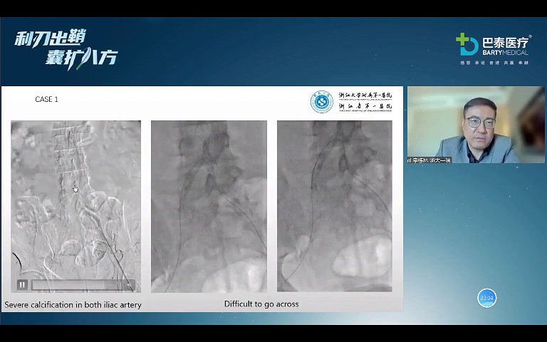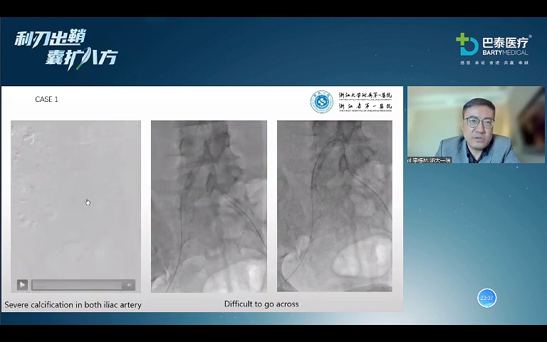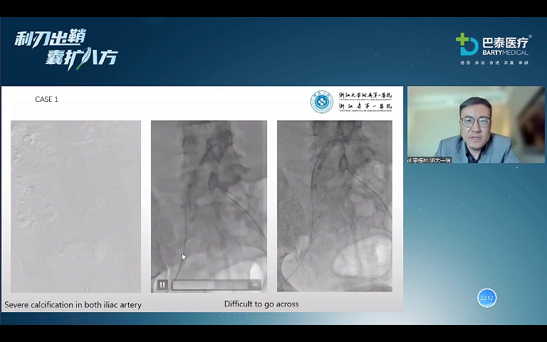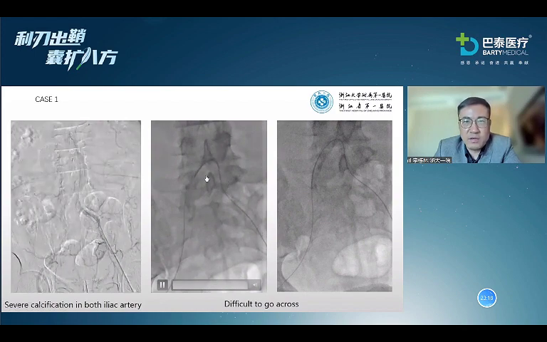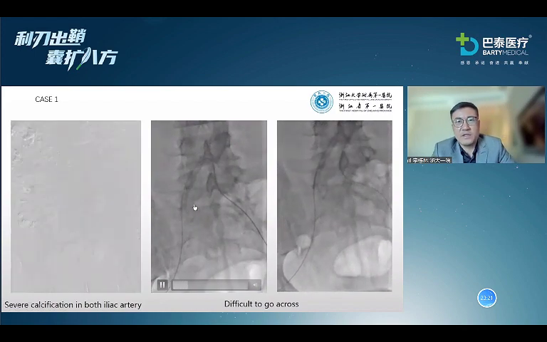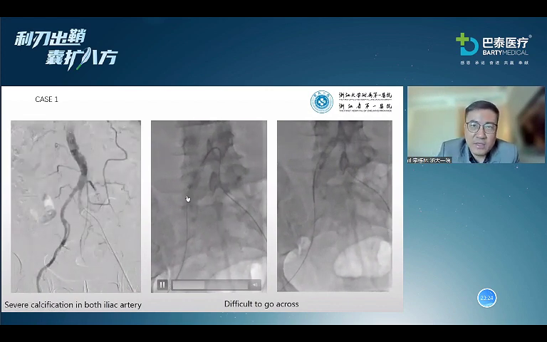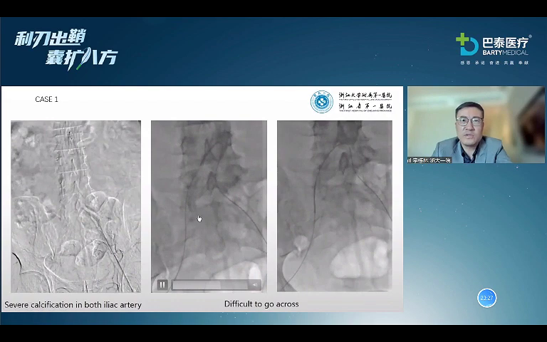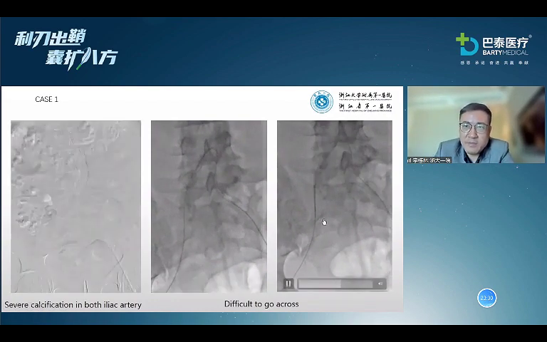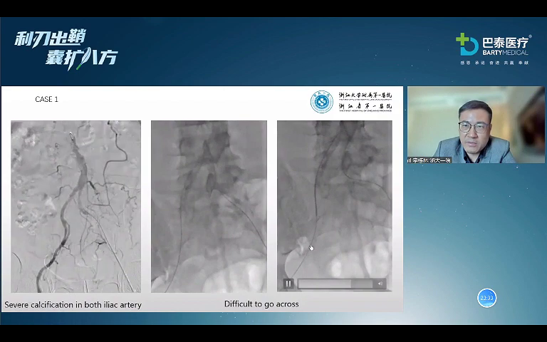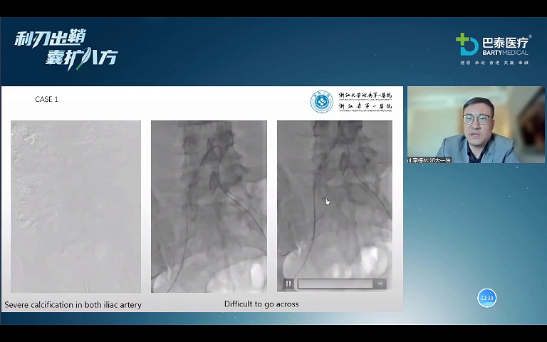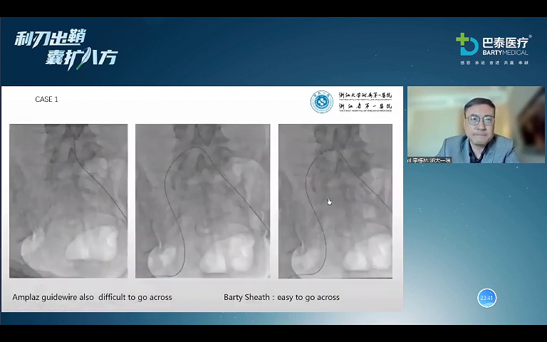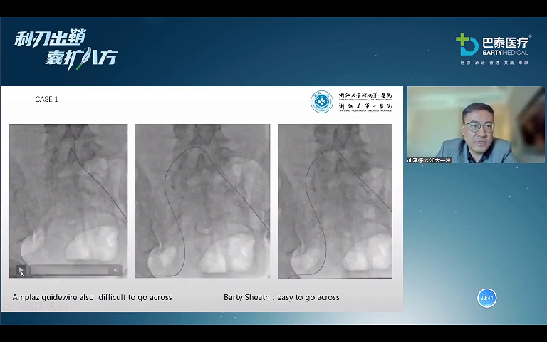From the imaging, you can see a lot of calcification, and it's also very steep. The iliac artery has severe calcification, and I used the wire to do the crossover. That's easier. However, for the catheter to follow the wire is very difficult because it's very steep, and the pushability is not so good. I do it very slowly, and I need to push the catheter into the femoral artery. You can see from the video that it's really difficult for me.